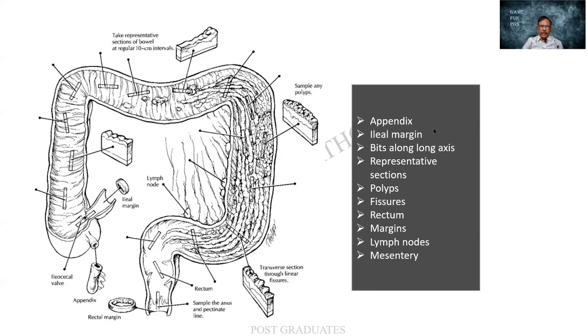Any of the margin, appendix we had already mentioned, ileal margin, bits along the long axis, any representative sections, area of thinning, area of perforation, area of thickening, area of congestion, it has to be sampled. Polyps, obviously when there is a malignancy, the polyp adjoining will have to be sampled also. Fissures, rectum, lymph nodes as I had mentioned, and the mesentery. Mesentery also, look for thickened vessels.